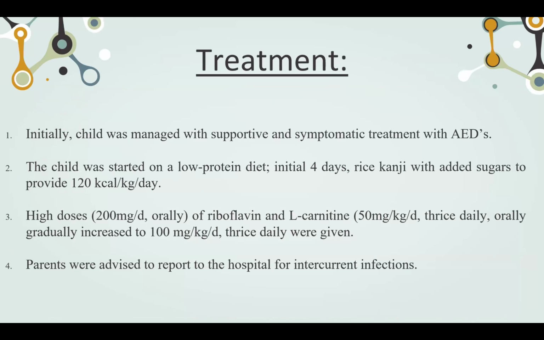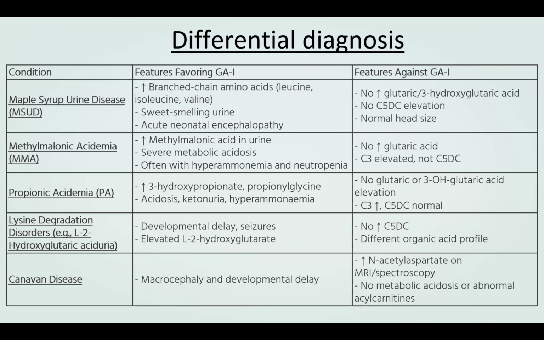Treatment: initially child was managed with supportive and symptomatic treatment with AED. Child was started on low protein diet, initially for 4 days, rice kanji with added sugar to provide 120 kilocalories per kg per day. High doses of riboflavin 200 mg per day and L-carnitine 15 mg per kg thrice daily, orally, gradually increased to 100 mg per kg per day thrice daily were given. Parents were advised to report to the hospital for intercurrent infection.